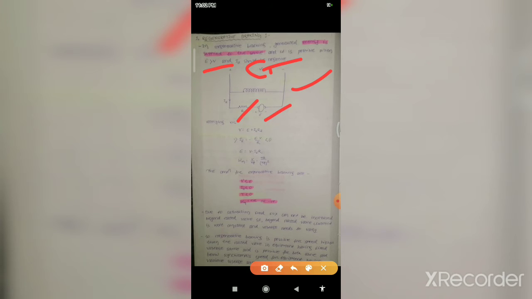When we apply KVL, we get V is equal to E plus IaRa, Ia is equal to minus E minus V by R, which is a negative quantity, E is equal to V minus IaR, omega m is equal to V by K phi minus TR by K phi square. The conditions for regenerative braking are V is less than back EMF, Ia should be negative, T should be negative, omega m may be positive or negative.